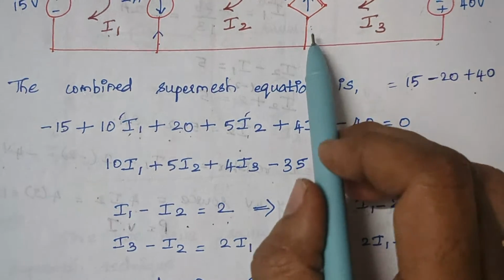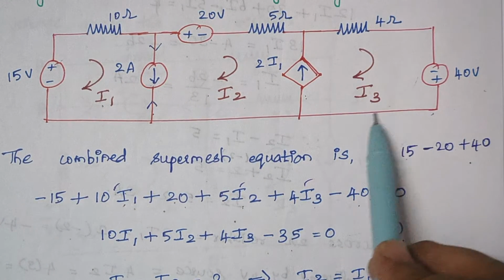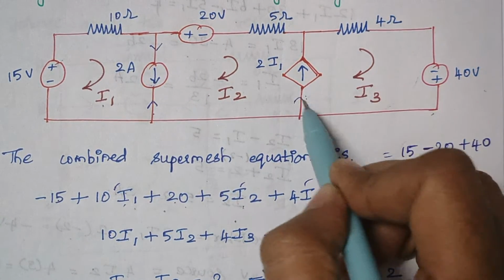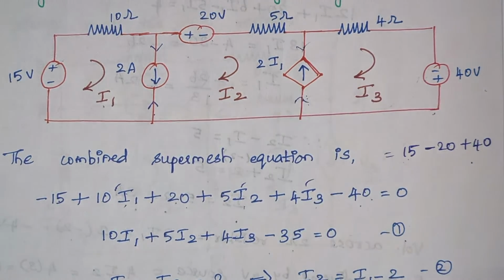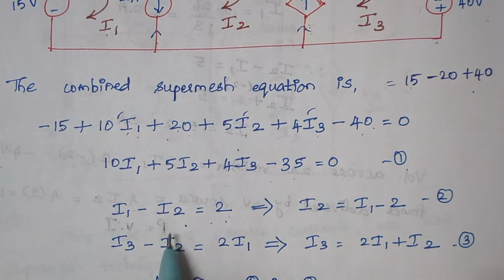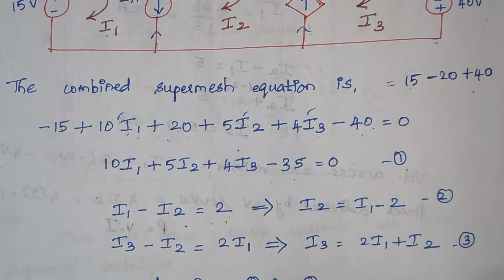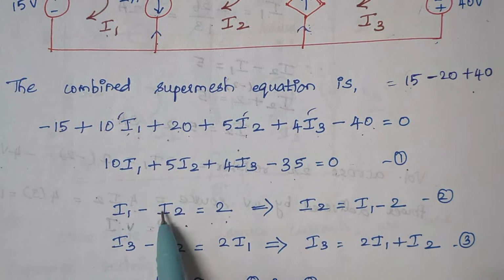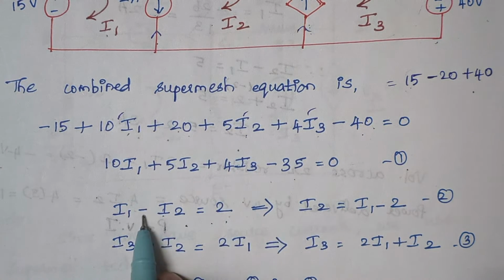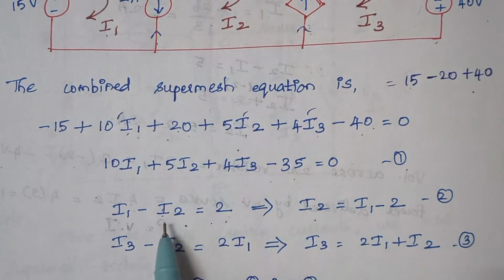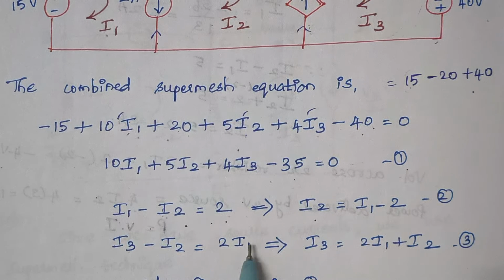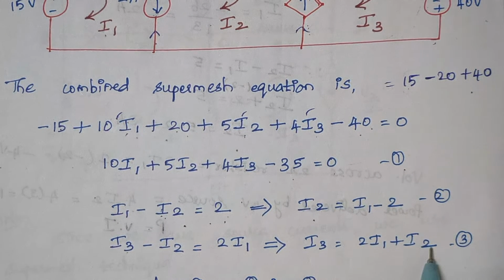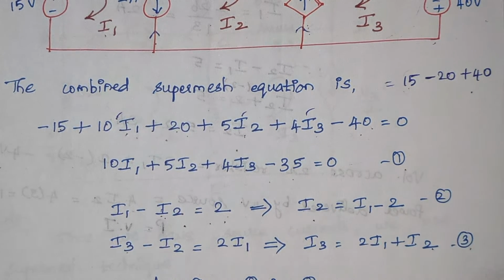Again, for this current source, it is in the direction of I3. I3 and I2 are opposite to each other, but this current source is in the direction of I3. So I am writing I3 minus I2 equal to 2I1. Again I am simplifying. I2 is moved to the right hand side, so minus I2 becomes plus I2. So I2 is equal to I1 minus 2, and I3 is equal to 2I1 plus I2. Name them as equation 2 and equation 3.